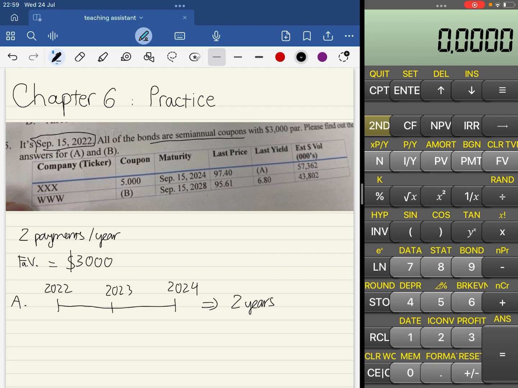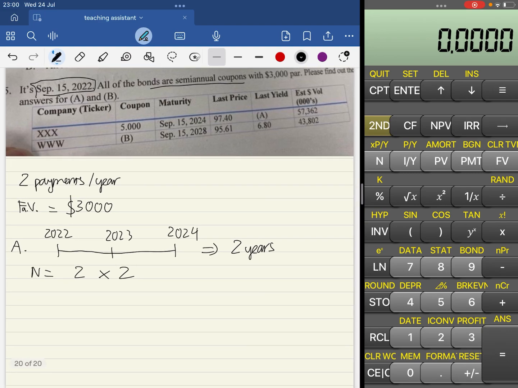So will the N be equal to 2? No, it's not. The N will be equal to 2 times 2, because as I have explained in the previous video, this one is computed semi-annually. Therefore, we have to multiply by 2 in order to find the correct number of periods. So N is equal to 4.